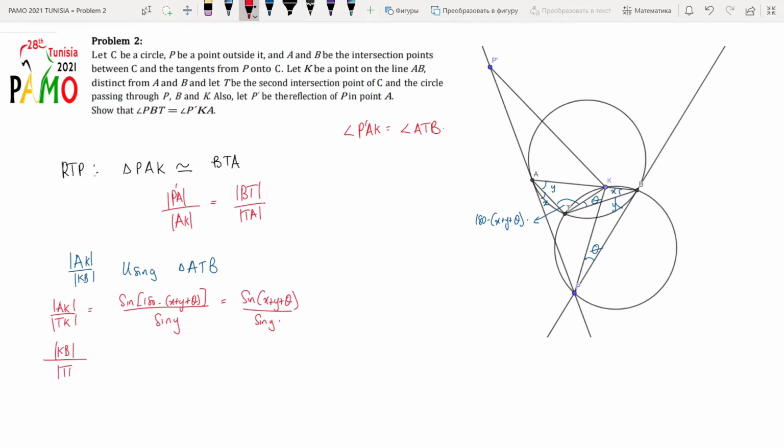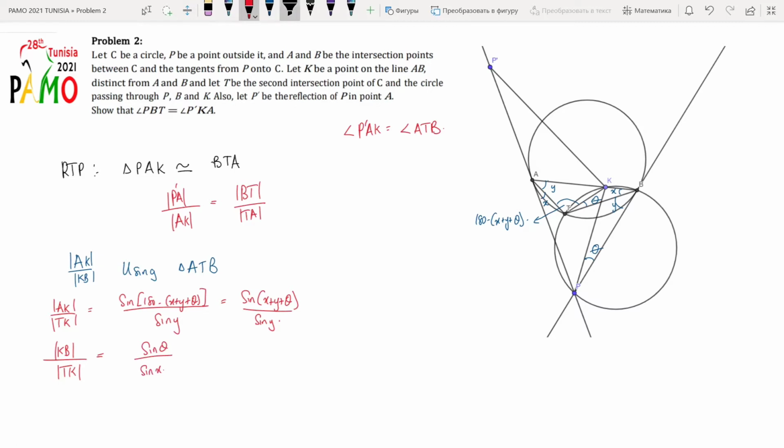The reason I chose TK is because TK is a common side in both triangles ATK and TKB. That is the idea when we're using trigonometry like this: we try to use a side common to more than one triangle. It's a cevian in the bigger triangle, but it's actually a side in those two triangles, not a cevian, sorry. So using sine rule here, we get that KB is facing angle theta and TK is facing angle X.